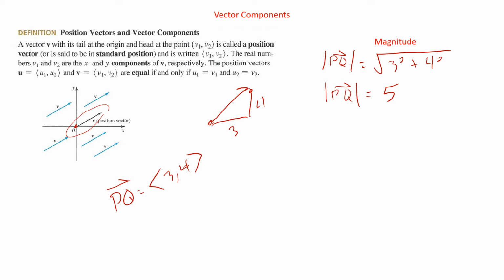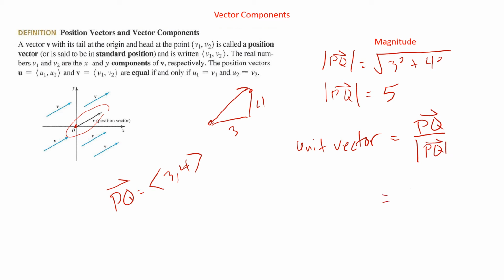Now we're going to see something called a unit vector in another slide or two, but there's two different types of unit vectors. One unit vector is a vector of length 1 in a certain direction. And so in order to find a unit vector in this direction, we would take the vector PQ divided by the magnitude of PQ.